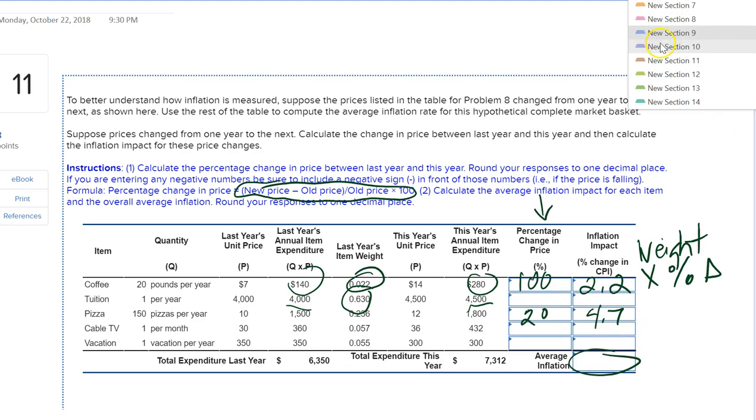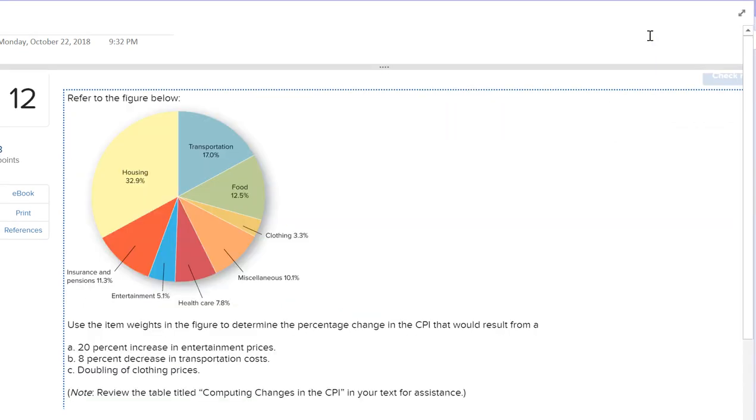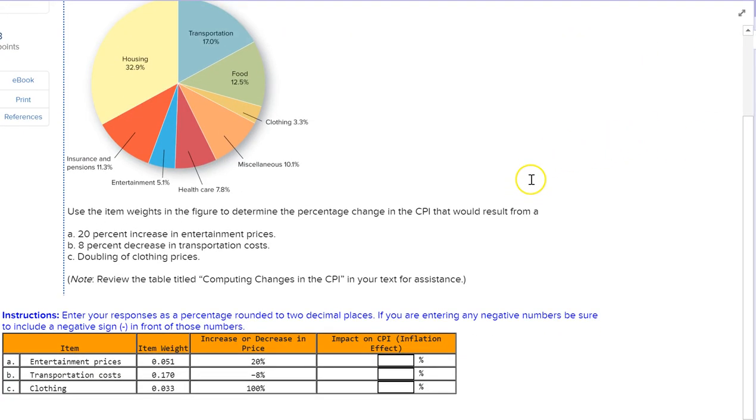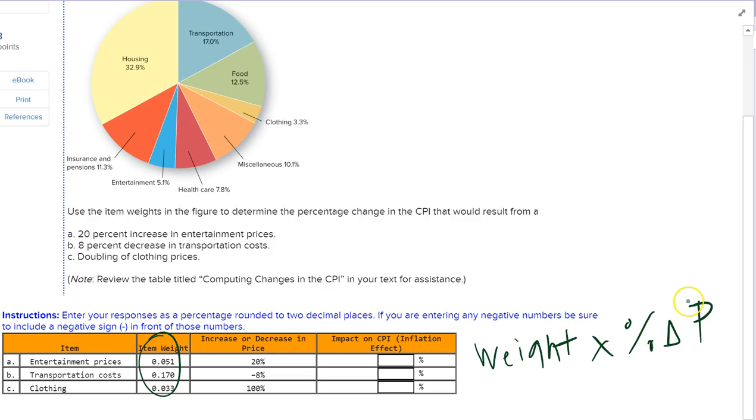And if you get stuck on it, reach out to me and I'll do my best to be a little more clear. All right, number 12 asks you to simply calculate that impact on CPI, the inflation effect of certain price changes. And here, to calculate this, and they tell us how to do it, I believe, but here's what we're going to do. We're going to take the weight that's given to us here in this column, and we're going to multiply it by the percent change in price, like we did in the last one. And so it becomes pretty easy because you're given both those pieces of information, and you do some multiplication here.